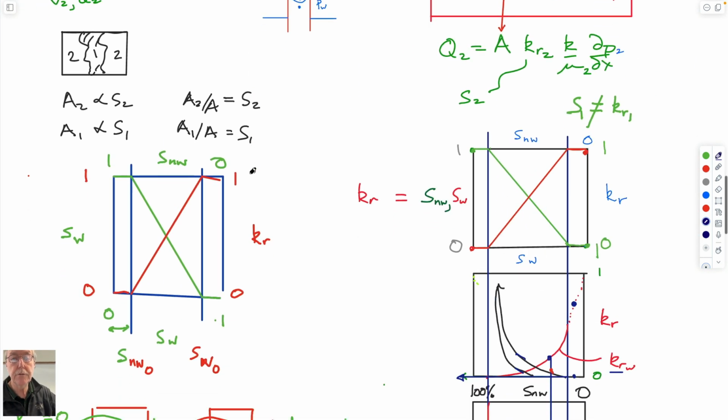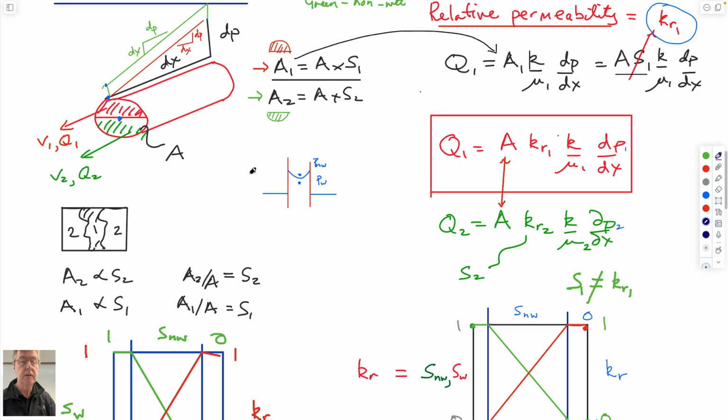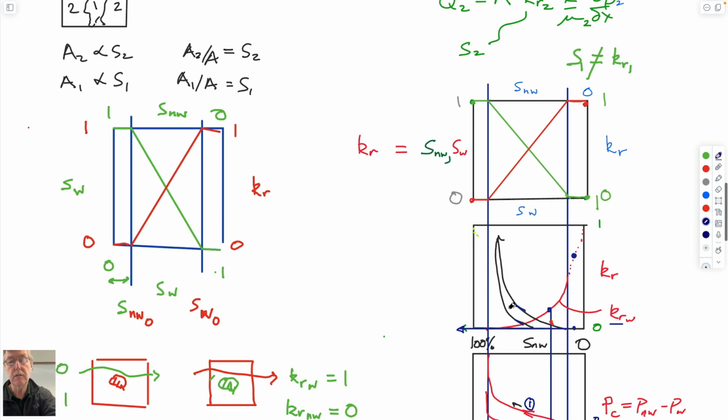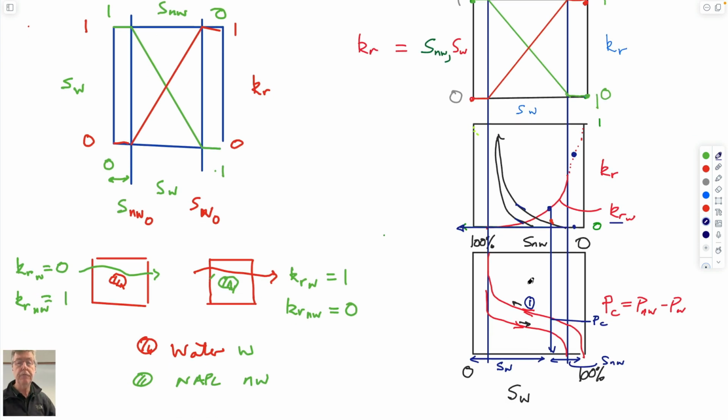So all we did was go through this idea here. We could write separately for flow within the red tube and the green tube Darcy's law. If we take the proportion of the area that's filled by one fluid as a saturation, we can describe that as a relative permeability, and we can measure that relative permeability on a core by doing a flow test where we measure the transmission through the core at different saturations.